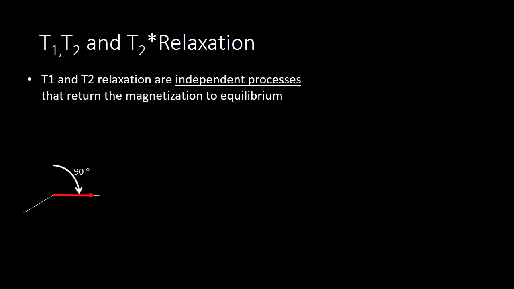So let's start with a flip of the magnetization into the transverse plane with a 90-degree pulse. And then in the longitudinal direction, we have T1 recovery. So the Z magnetization tries to recover to its equilibrium position. It does that with an exponential recovery, and the time constant of that is on the order of seconds. So this T1 recovery is happening on the order of seconds.